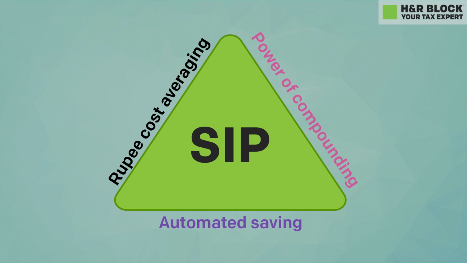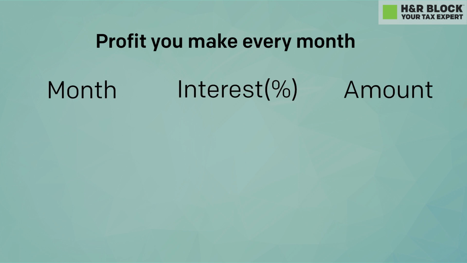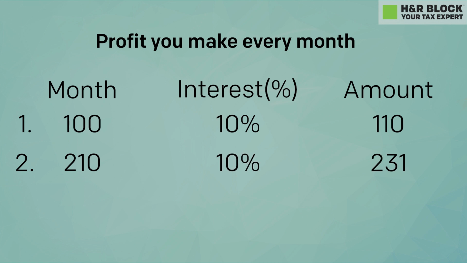Power of compounding. The beauty of investing in a tool like SIP is that the profit you make every month is compounded. So simply put, if you invest 100 in the first month and you earn an interest of 10 on it, the amount you get is 110. And in the next month, the amount would be calculated on the addition of the previous 110 and the current 100, which makes it 210. Now again, with the interest of 10%, the amount you get will be 231. This process goes on till you take out your money.